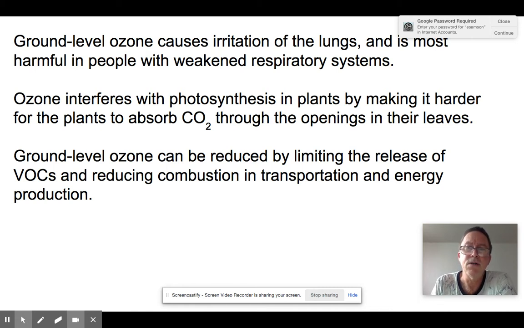How do we reduce it? Well, probably the best way to do it is by reducing VOCs. That's an easier one to deal with. We can have rules regarding how to do that.